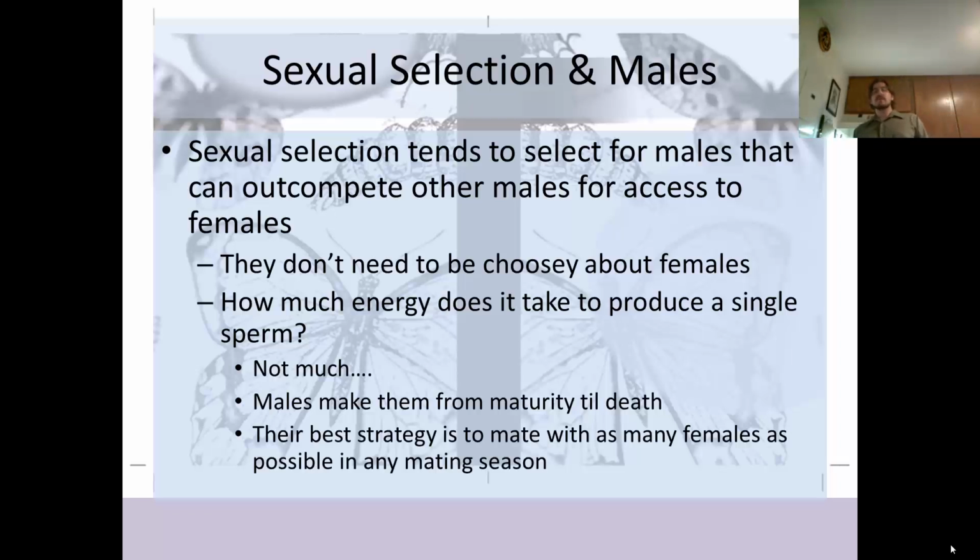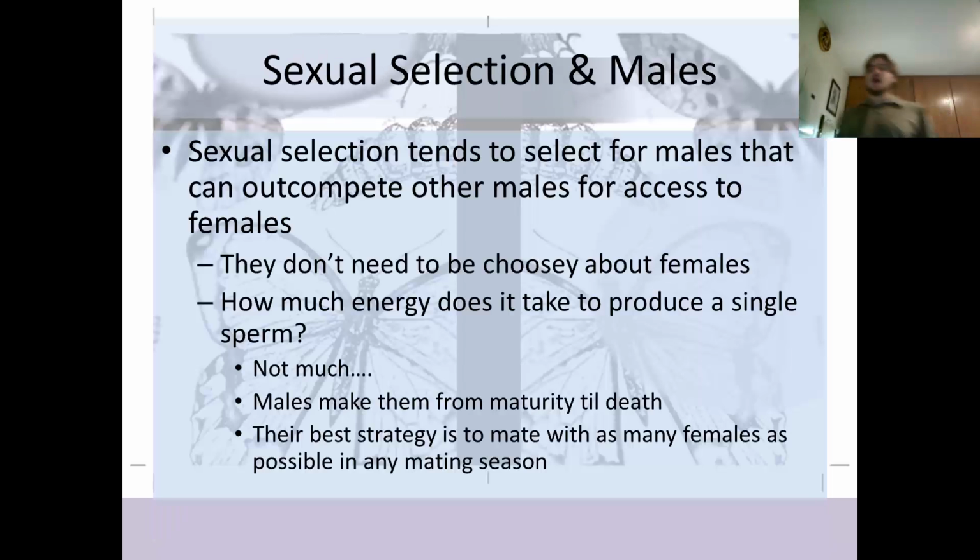And so the best strategy for a male mammal is to mate with as many females as possible in any mating season. You don't care how fit that female is because your gametes are cheap. Spread them around.